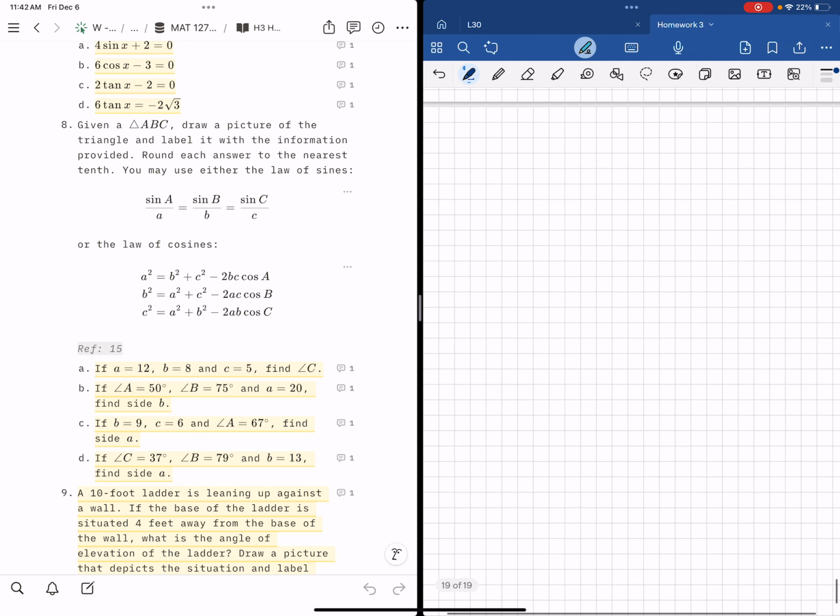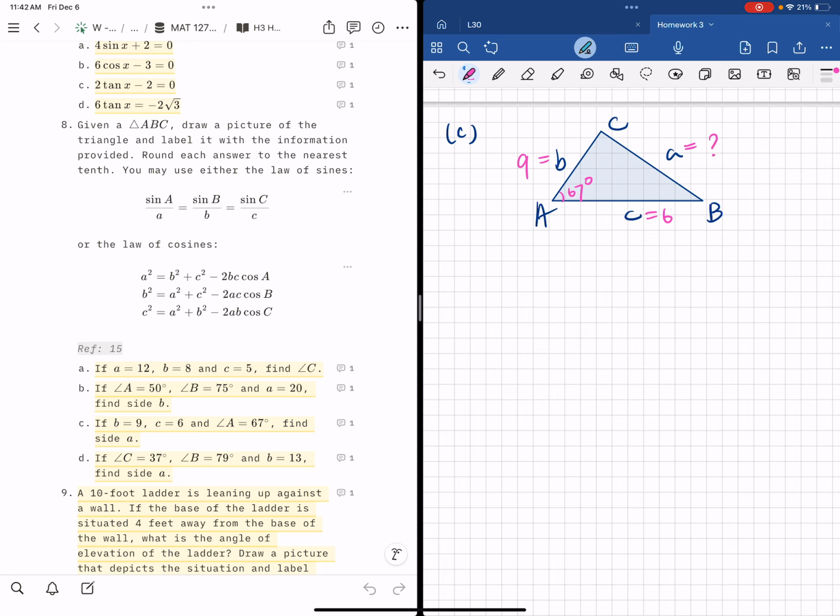All right, moving on to part C. Do the triangle ABC. So this time B is 9, C is 6. Angle A is 67 degrees. Find side A.